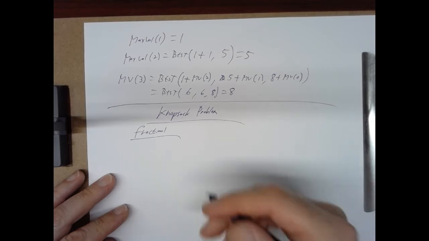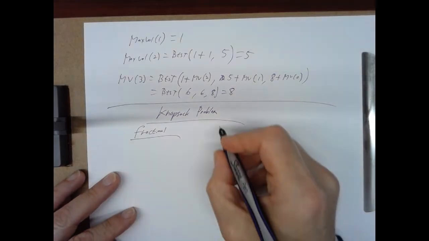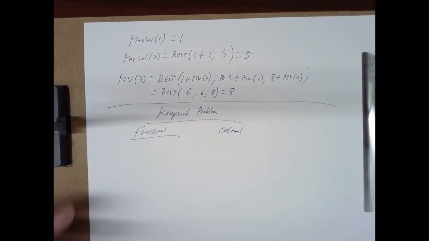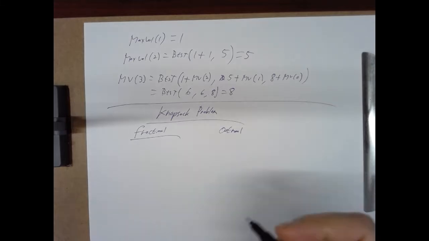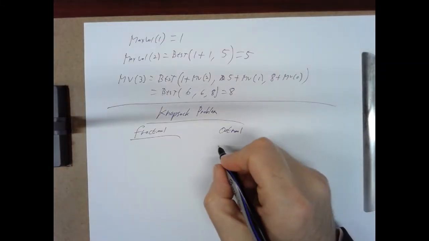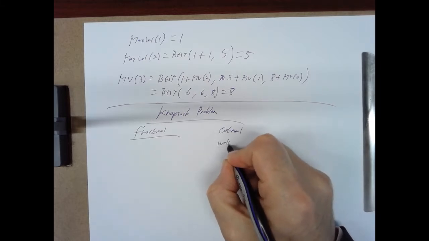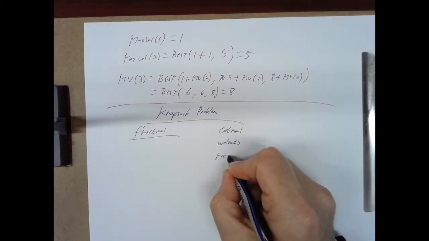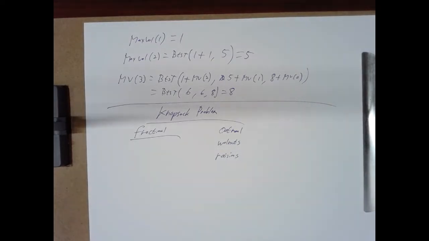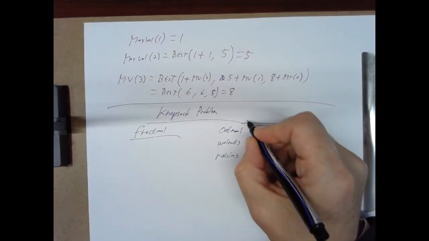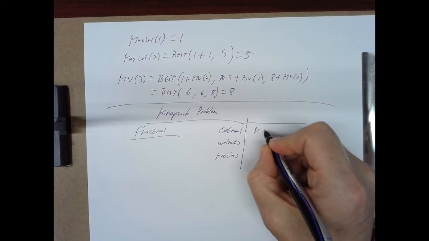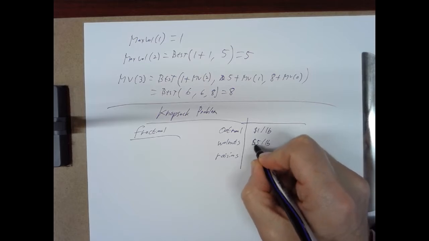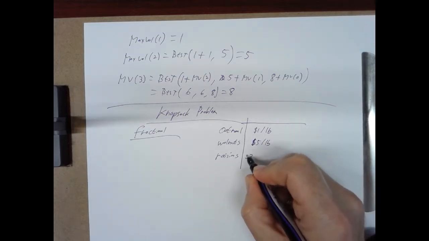So they have 3 items available. So they have oatmeal, and they have, I don't know, walnuts, and they have raisins. All right, and let's say oatmeal costs $1 per pound, and walnuts cost $5 per pound, and raisins cost $3 per pound.